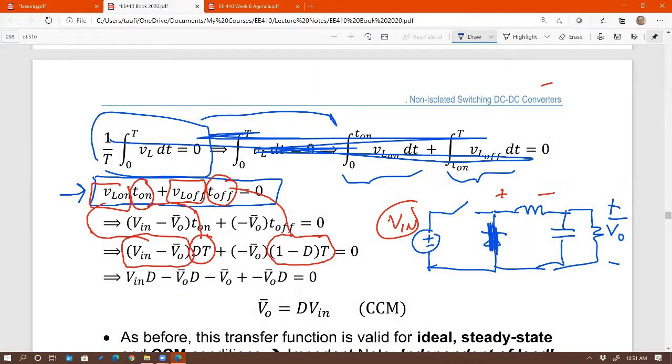Right here. What is the voltage across the inductor? There's the loop right there. Negative V out. Negative V out. That's what you put in right there. See that? Negative V out.